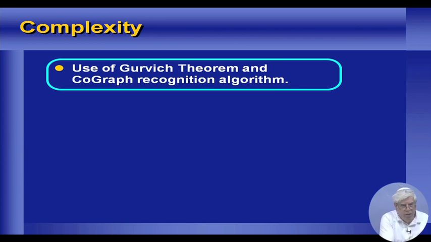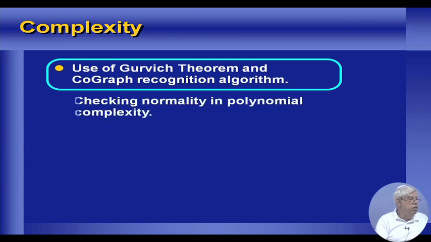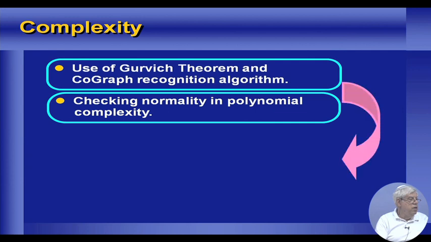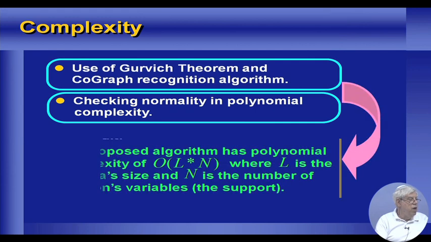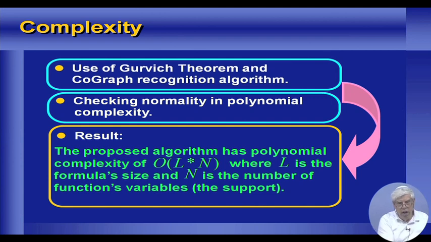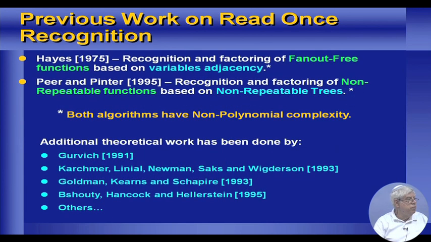What is the complexity of this? Well, use of Gurvich's theorem and CoGraph recognition, together with checking normality in polynomial time, will end up giving us an algorithm whose complexity is on the order of L, the length of the input formula size, times n, the number of variables in the function. So it is a polynomial time algorithm based on the product of how long the input is times the number of variables.